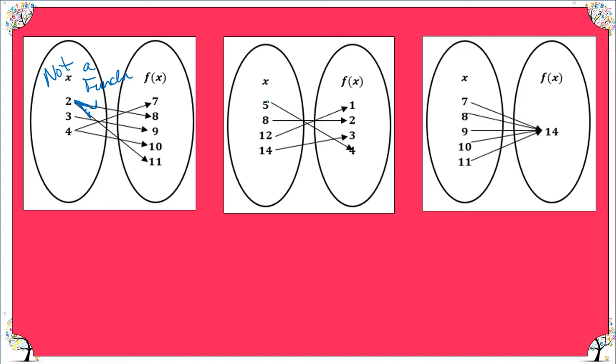In this example, 5 has one output, 8 has one output, 12 has one output, and 14 has one output. So they all have one unique output, so this is a function. So you're looking to see how many arrows are coming from the input. These all have one output. It's all going to the same output, which is okay. It's kind of like having a vending machine that has all water. It's okay that each code gives you water. Okay, so this is a function.